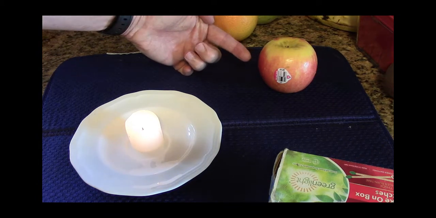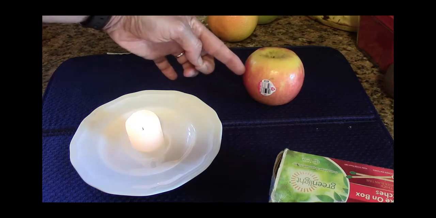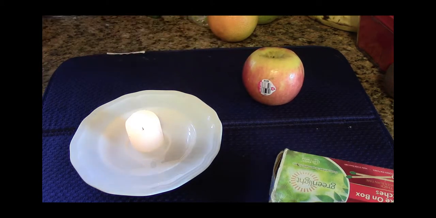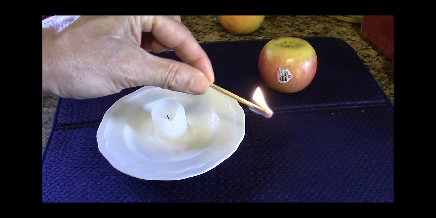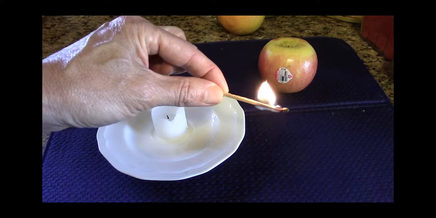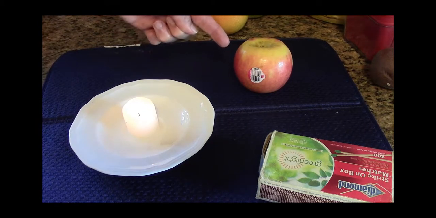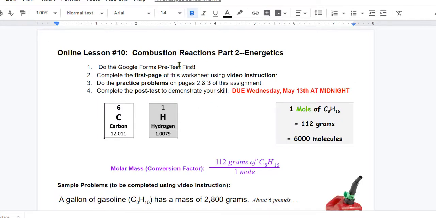This apple also has potential energy. Sugar molecules in there. Typically you don't light an apple on fire, but when you eat the apple, combustion reactions occur inside your body. In all cases, combustion requires oxygen gas, produces CO2 and H2O. So in today's lesson we'll look at how much energy comes out when you burn this, how much energy comes out when you metabolize an apple. So please find this page now and complete it as I give you video instruction.